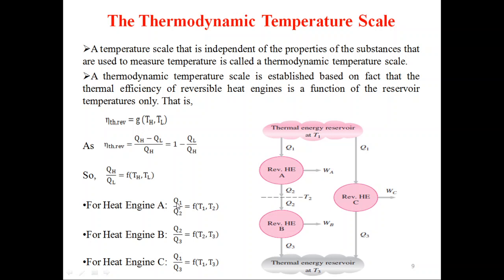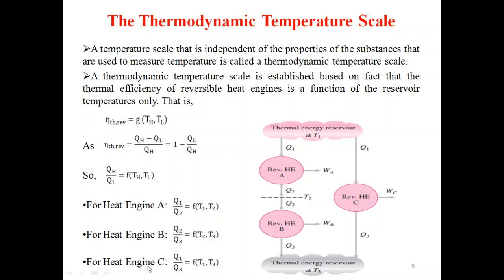So this Q1 upon Q2 will be a function of T1 and T2. For this reversible heat engine, this is the source and this is the sink. For heat engine B, Q2 by Q3 is equal to a function of T2 and T3. For this reversible heat engine B, T2 is the source, T3 is the sink.